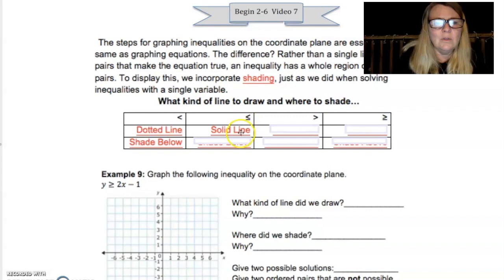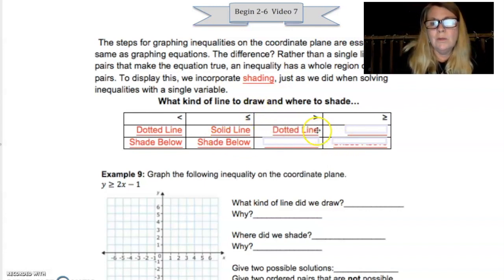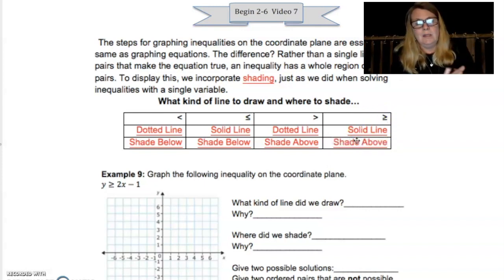For the less than or equal to, we use a solid line because it has the equal to. So anything on the line itself is a true statement because that's where the two sides are exactly equal. So that is a solution, so we use a solid line for that one, and then we would shade below. The greater than symbol here, we would use a dotted line because there is no equal to, and because it is greater than, we would shade above. Here, a greater than or equal to, solid line because the equal to sign is there, and we would shade above because it's greater than.